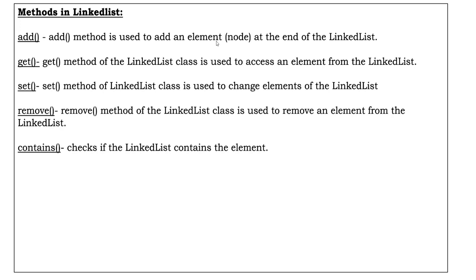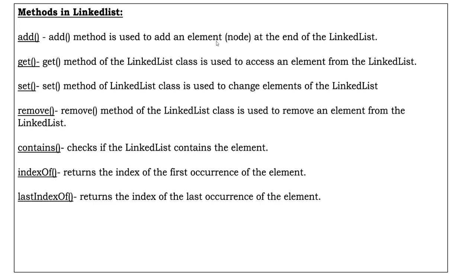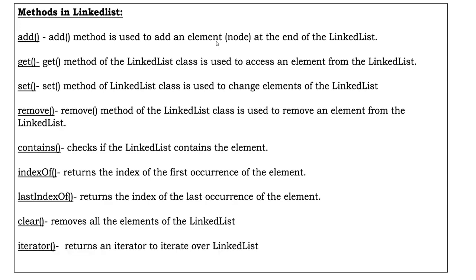Contains. Checks if the linked list contains the particular element. Suppose in the linked list, if you want to check whether a particular element is present or not, then you can use this method. Index of. It returns the index of the first occurrence of the element. Last index of. It returns the index of the last occurrence of the element. Okay, what is the last occurrence of the element? That it will identify and it will print. Clear. So it removes all the elements of the linked list.